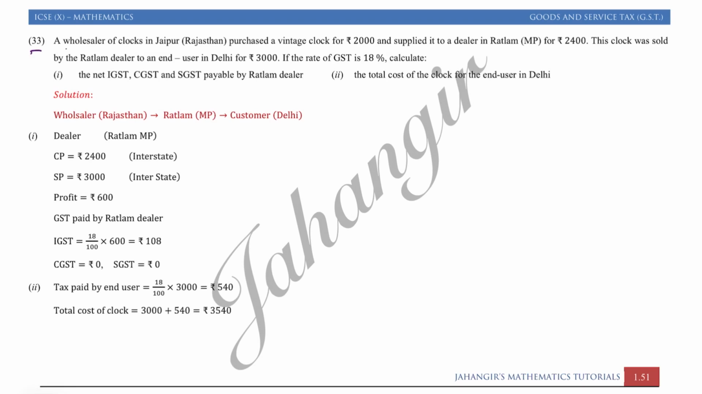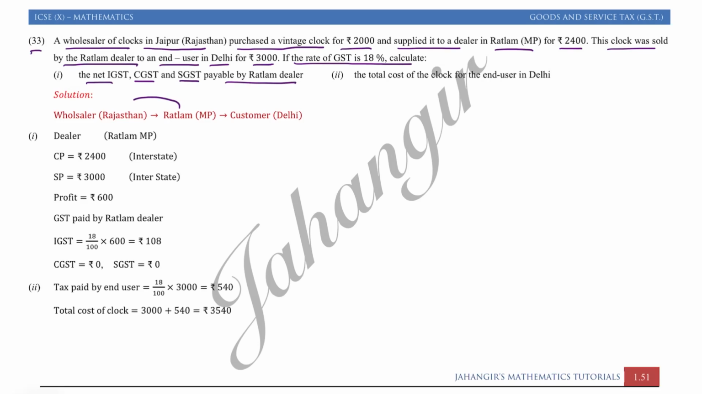Question 33. A wholesaler of clocks in Jaipur purchased a vintage clock for rupees 2000 and supplied it to the dealer in Ratlam for rupees 2400. This clock was sold by the Ratlam dealer to an end user in Delhi for rupees 3000. If the rate of GST is 18%, calculate net IGST, CGST, SGST payable by the Ratlam dealer.